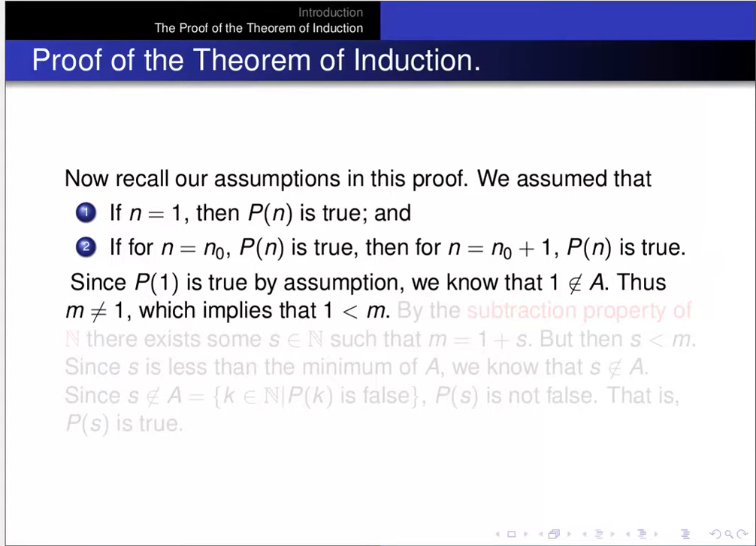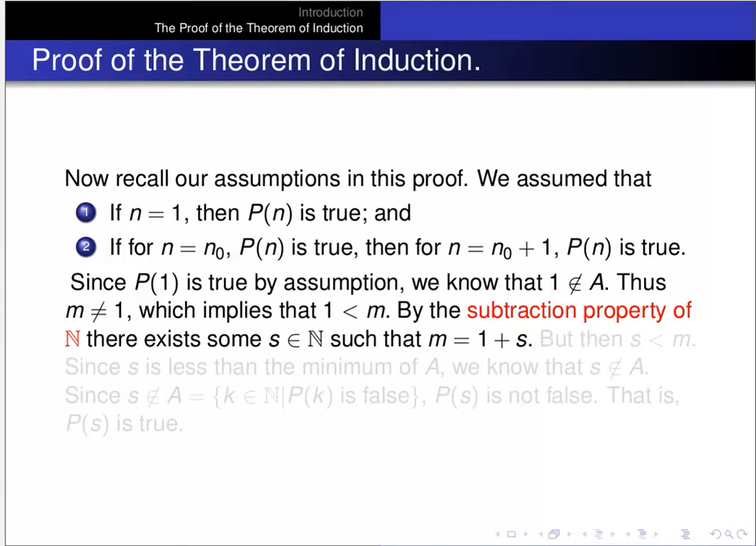That tells us something about the minimum of A. In particular, the minimum is not equal to 1. The minimum is in the set A, 1 is not in the set A, so m can't be equal to 1. And 1 is the smallest natural number, so if m is not equal to 1, it must be strictly larger than 1. So we have that 1 is less than m, and now we'll apply the subtraction property of the natural numbers to find a natural number s so that m is equal to 1 plus s.